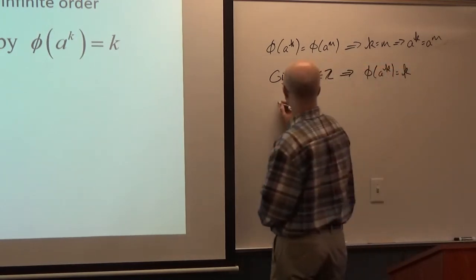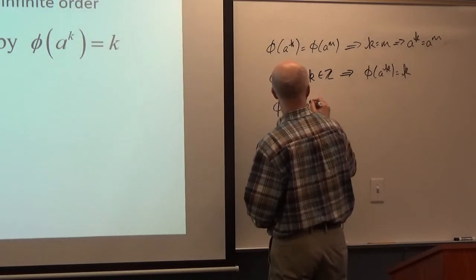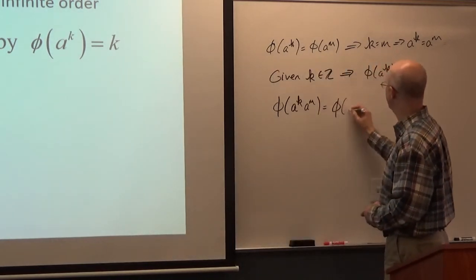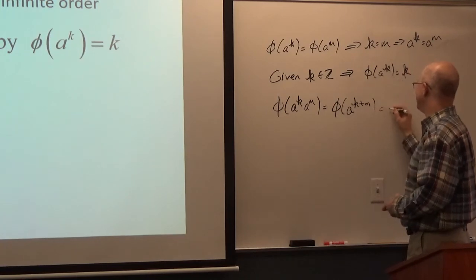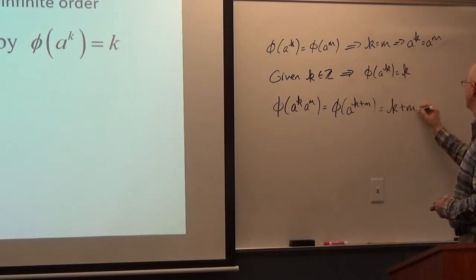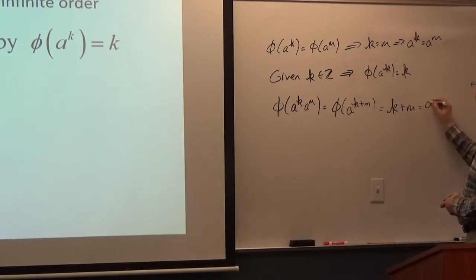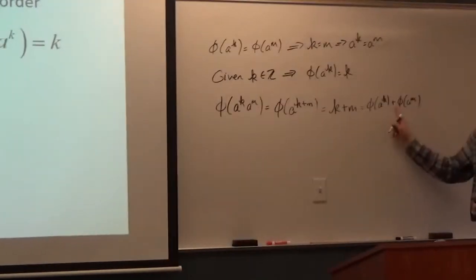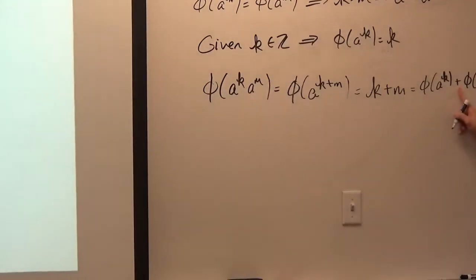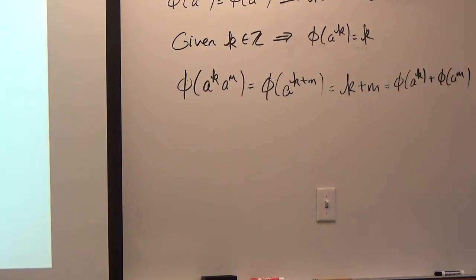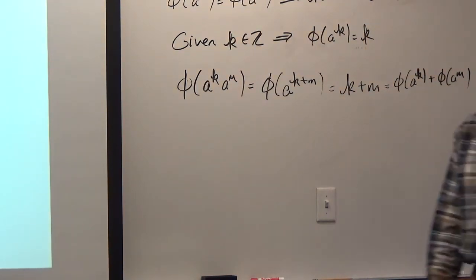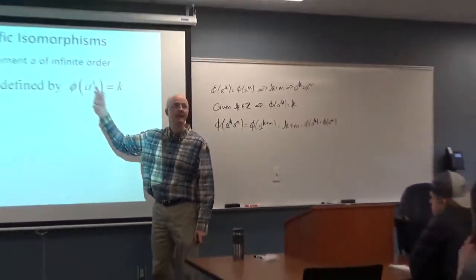Is it operation preserving? Phi of A to the K times A to the M, by properties of exponents, is phi of A to the K plus M, which by definition of phi is K plus M, which is the same as phi of A to the K plus phi of A to the M, which is the thing you need to verify for operation preserving in this case, with a plus sign, because the operation in Z is addition. So that verifies operation preserving. And it's got an inverse function that's also an isomorphism: map K to A to the K.